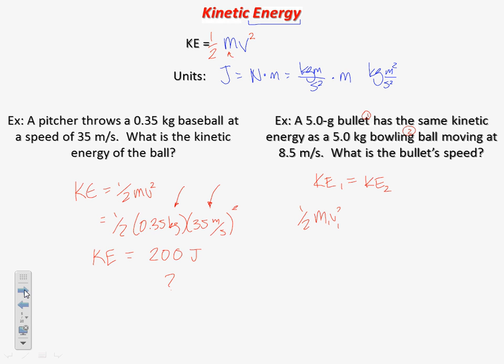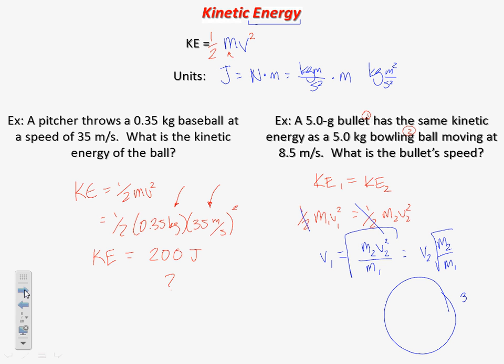1/2 m1 v1 squared is 1/2 m2 v2 squared. What's the bullet's speed? v1 squared is m2 v2 squared over m1, right? So whatever that is, you can solve. Good?